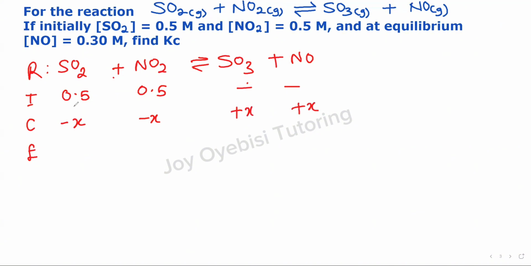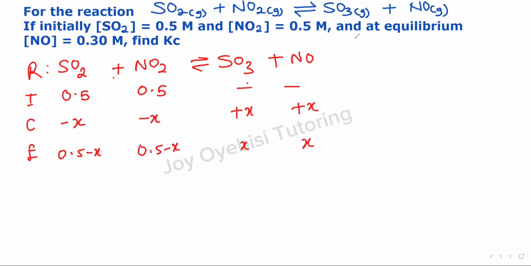Now at equilibrium, you add them up. So 0.5 minus x, 0.5 minus x. This is 0. 0 plus x is x. 0 plus x is x. Okay, so we have our RICE chart.